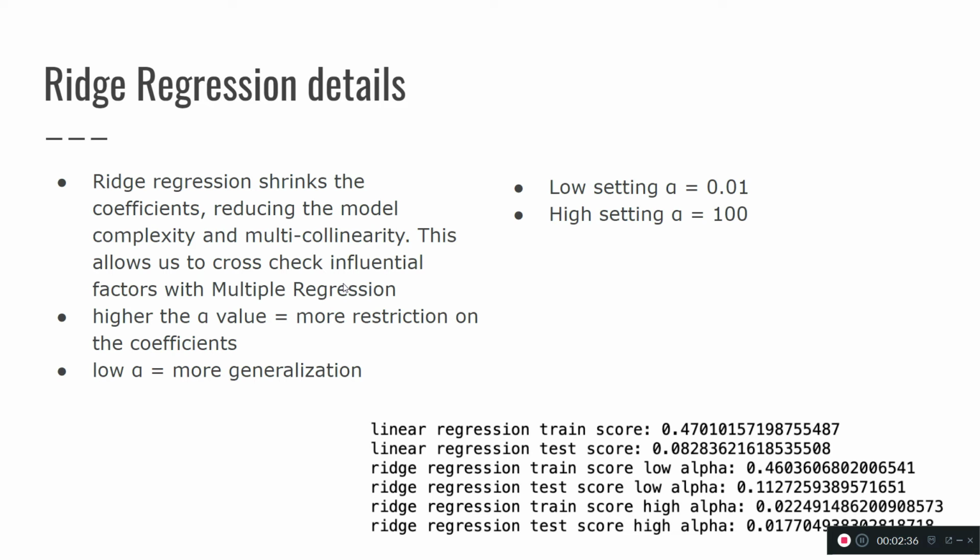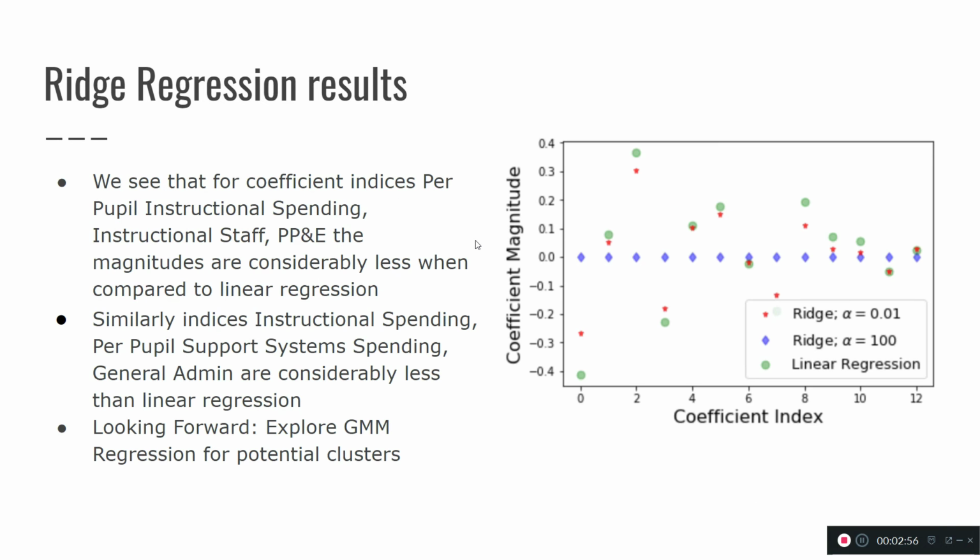Basically, what this is saying is that in ridge regression, we're taking into account how large the coefficients are here, and we're not letting overfitting happen, right? And so we've got it on two different settings so that we aren't underfitting, and it says here, higher alpha value, more restrictions, lower alpha value, more generalization, right? So we can move on to the results of that. And you can see that the coefficients for per pupil instructional spending, instructional staff, PP&E, these things, which were high in the last one, become considerably less, however, still the most significant.